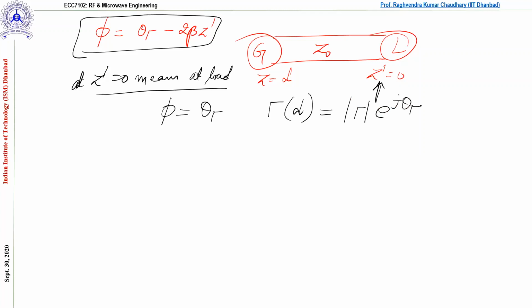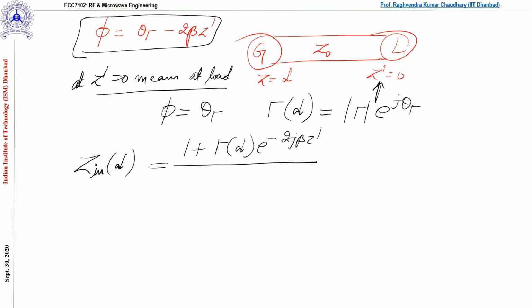Now another relation we have in terms of Zin. So Zin at d: we have seen Zin as a function of z dash. Remember this? I'm talking particularly at d. So we can write 1 plus gamma as a function of d, e to the power minus 2j beta z dash, over 1 minus the same term. We are taking here the lossless case.